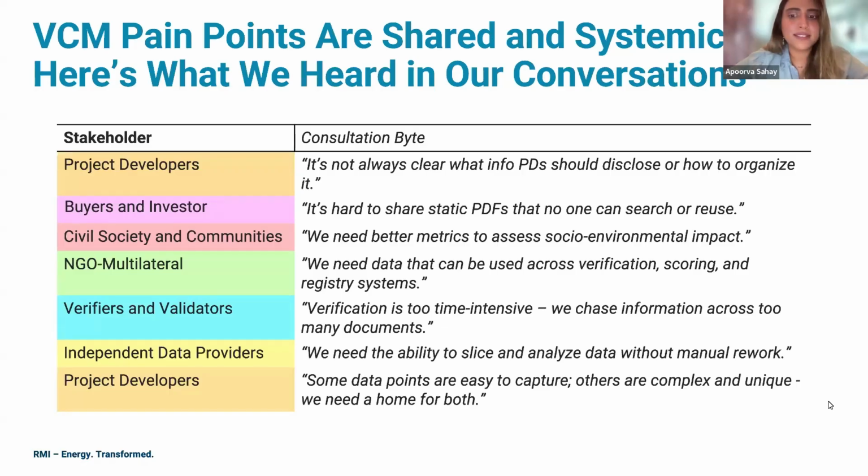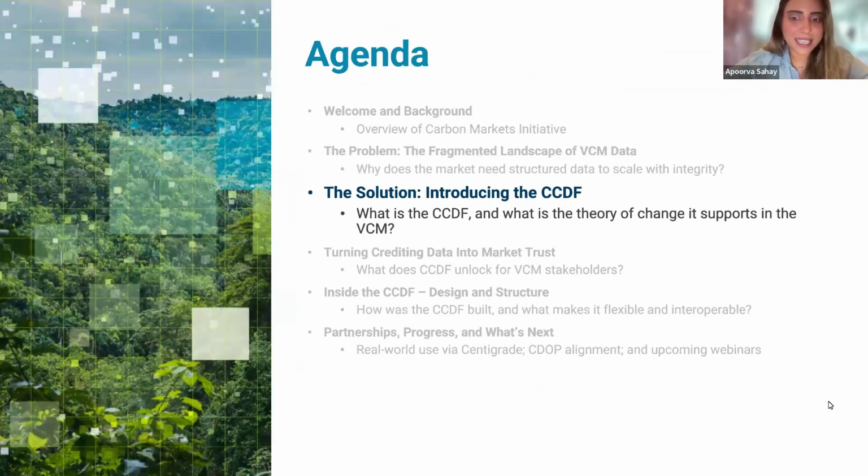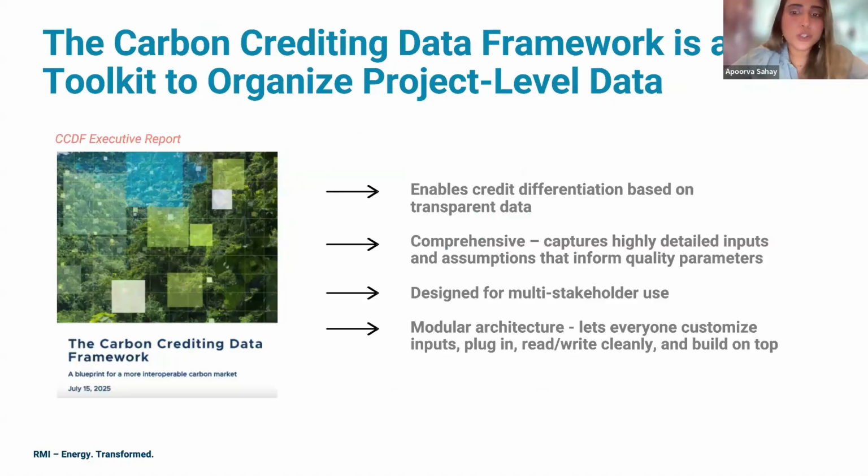While you're responding, let's talk about the solution that we've been building at CMI for the last 2 years. Next slide. So the CCDF is a toolkit to bring some order to all of that data chaos. It's completely free, open access, and a public good. You can think of the CCDF as a data framework that's super organized to hold information about the hundreds of data points coming out of carbon projects and keep track of it in a systematic way.